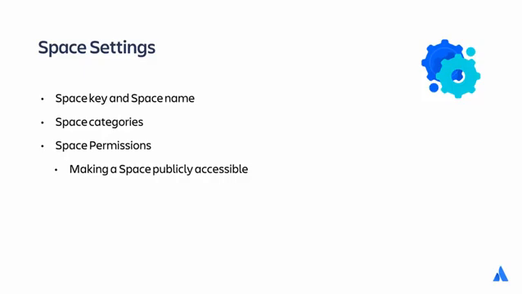Space settings are important to understand when you're setting up your documentation space. That's what we're going to look at in this segment. We'll look at the space key and space name, along with space categories, space permissions, and finally making a space publicly accessible.